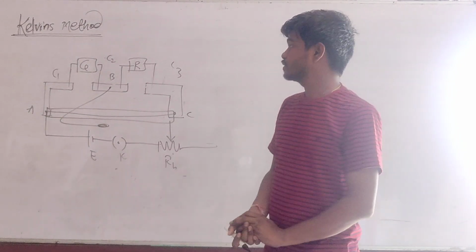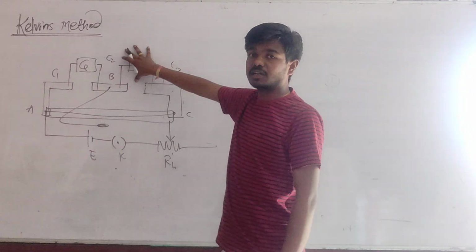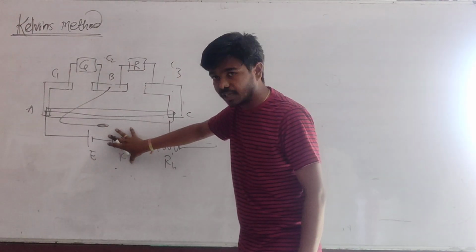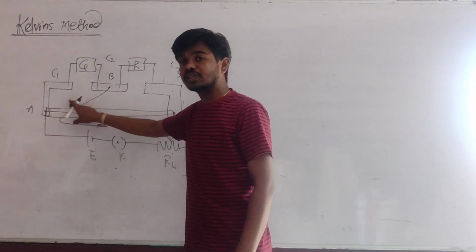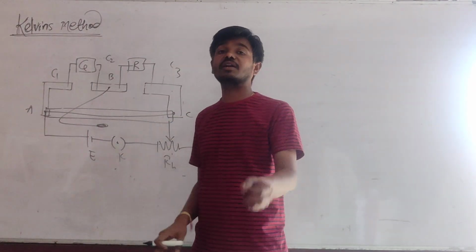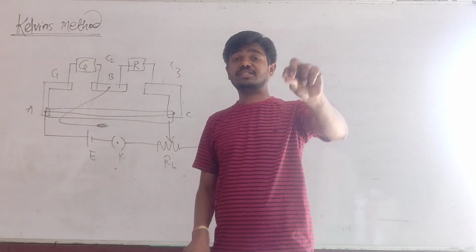Once again, remove the resistance from the resistance box and close the plug K. Current is flowing through the circuit, and the galvanometer shows a certain deflection by adjusting the rheostat.